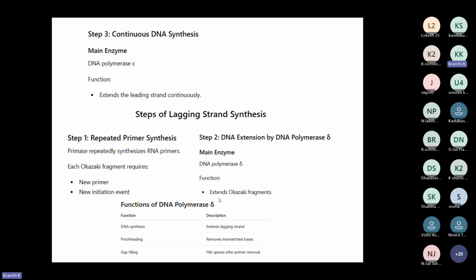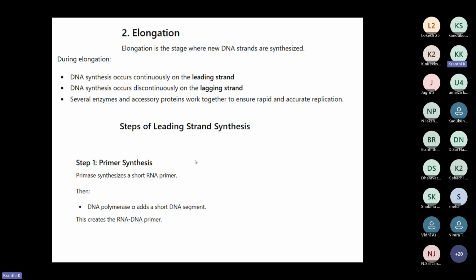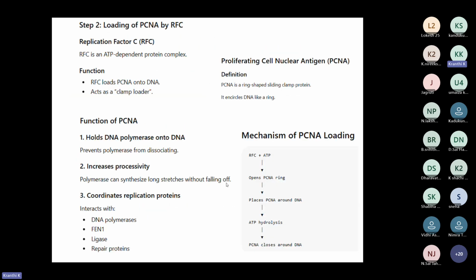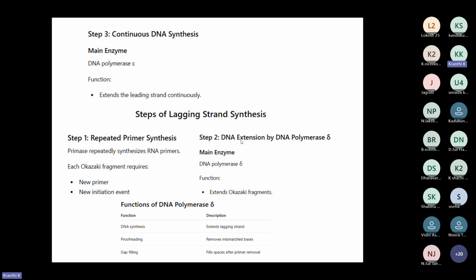Okay, now the steps of the lagging strand. This happens in the leading strand as well as in the lagging strand. But in the lagging strand, as you know, the polymerization should happen in the 5 to 3 direction, not 3 to 5, right? Just like in the prokaryotes, here also the same Okazaki fragments will form. But here DNA polymerase delta will work in the lagging strand, and DNA polymerase epsilon will work in the leading strand.